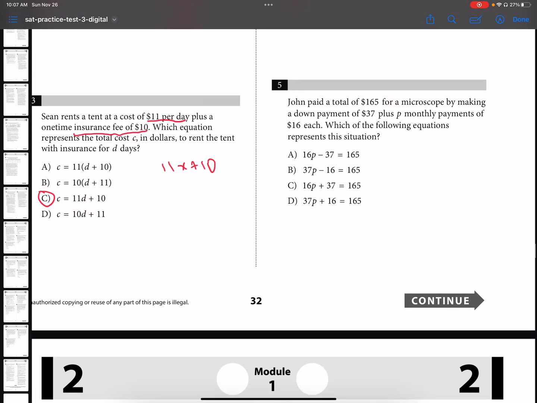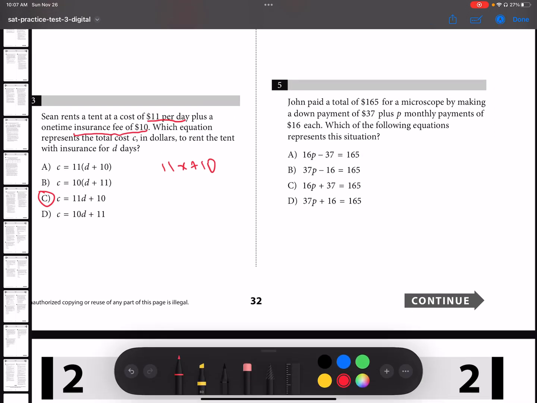And number 5, John paid a total of $165 for Microsoft by paying a down payment of 37 plus P monthly payment 16. So 37 plus 16 each until he reaches 165. So 37 plus 16p equal to 165. Your answer is C.